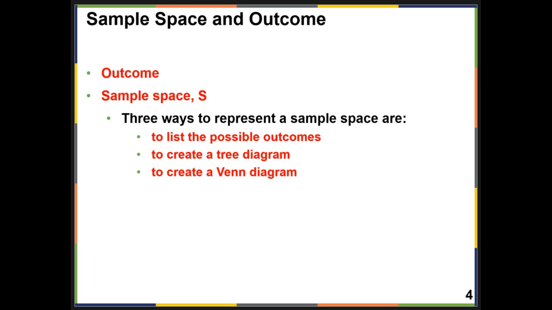There are three ways that we represent a sample space. They are to list the possible outcomes, to create a tree diagram, or to create a Venn diagram. It's important you understand what tree and Venn diagrams are, but we are not going to work very much with them in this course. The uppercase letter S is used to denote the sample space. So an example is if you flip one fair coin, then the sample space equals heads or tails, where H is heads, T is tails, and those are the outcomes.